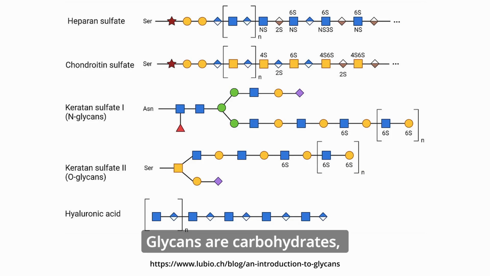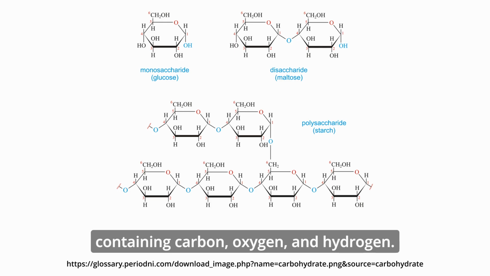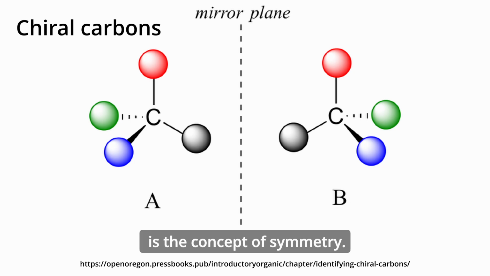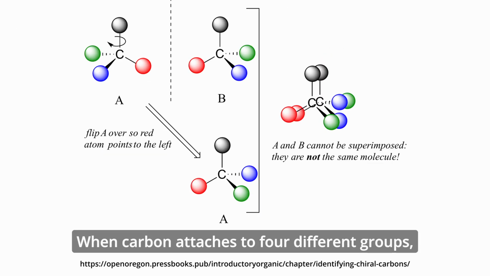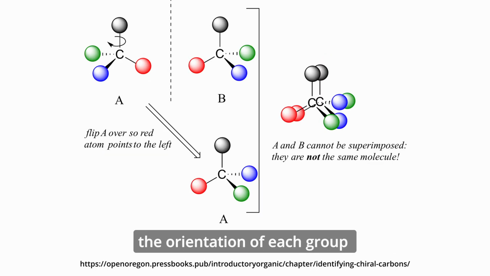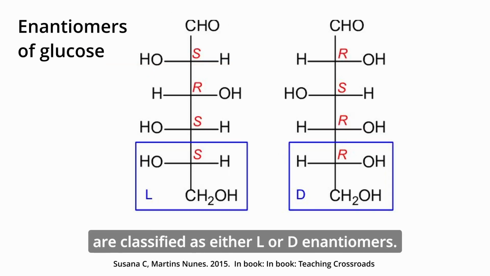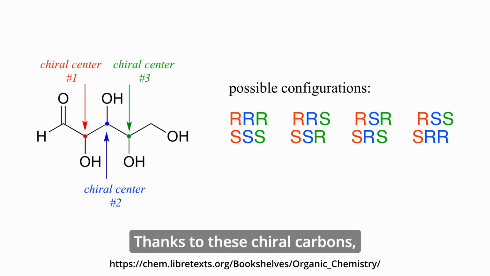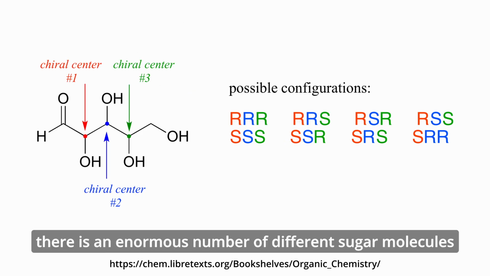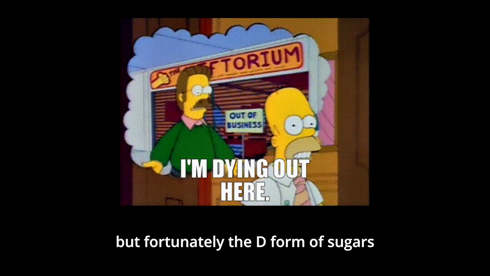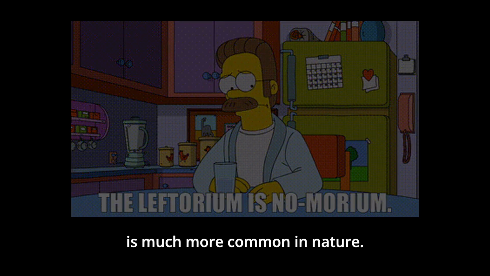Glycans are carbohydrates, which are organic compounds containing carbon, oxygen, and hydrogen. But one of the tricky aspects of organic chemistry is the concept of symmetry. When carbon attaches to 4 different groups, the orientation of each group suddenly starts to matter. The mirror images of the chiral carbon are classified as either L or D enantiomers. Thanks to these chiral carbons, there's an enormous number of different sugar molecules that could exist, but fortunately the D form of sugars is much more common in nature.